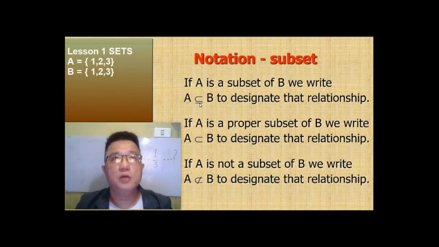Okay, so here are notations used for subset. This one is the subset. A is a subset of B. This one is a proper subset. A is a proper subset of B. And this one is for not a subset. A is not a subset of B.